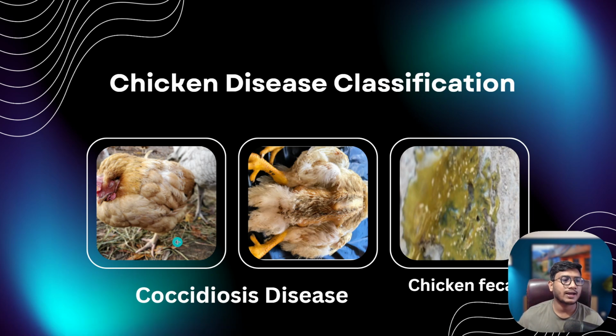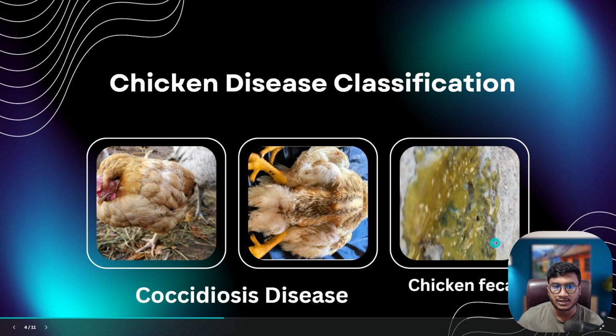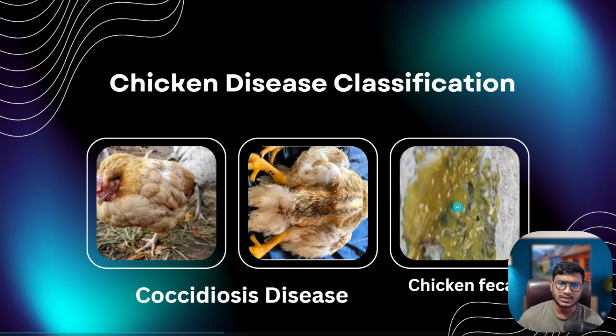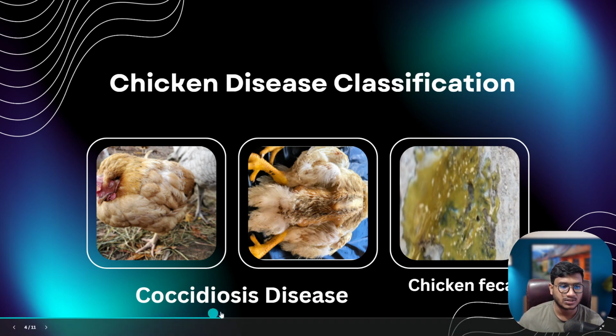And to classify these kinds of diseases of the chicken, what will we be using? We'll be using something called chicken fecal images. You can see this is the chicken fecal, and this is the coccidiosis affected chicken fecal. You can see the color of the fecal is yellow. So if it is yellow, that time you can consider this chicken has been affected with coccidiosis disease.